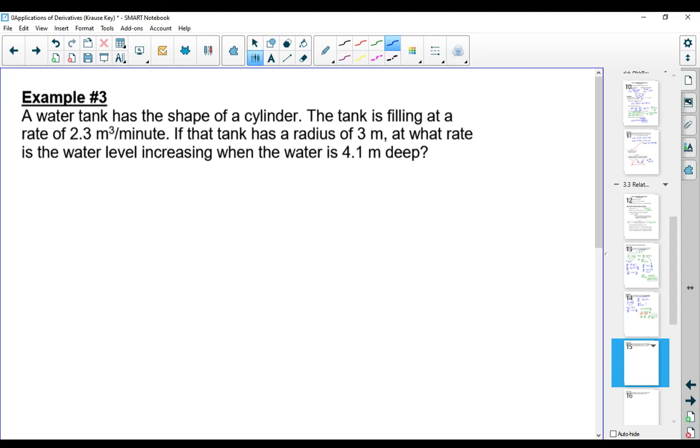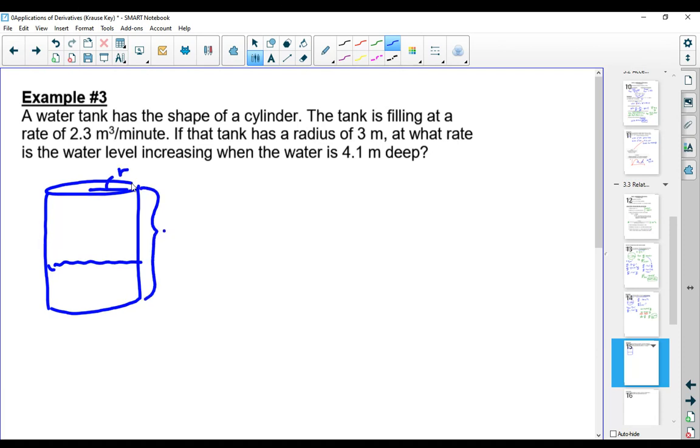So it sometimes helps to have a visual. We've got our cylindrical tank. We've got some level of water. We've got our radius. And we've got the height of the cylinder. Now, if we look in the question, we're told the tank is filling at a rate of 2.3 meters cubed per minute. So this is going to be our volume.